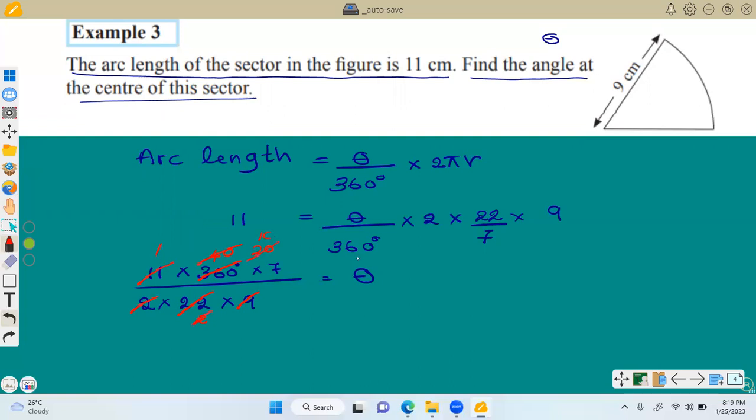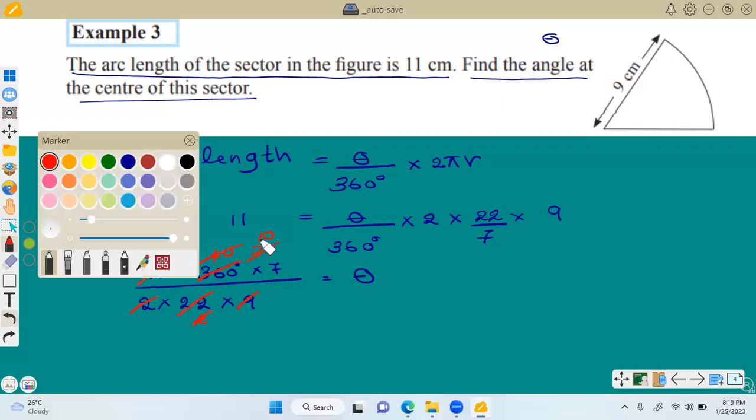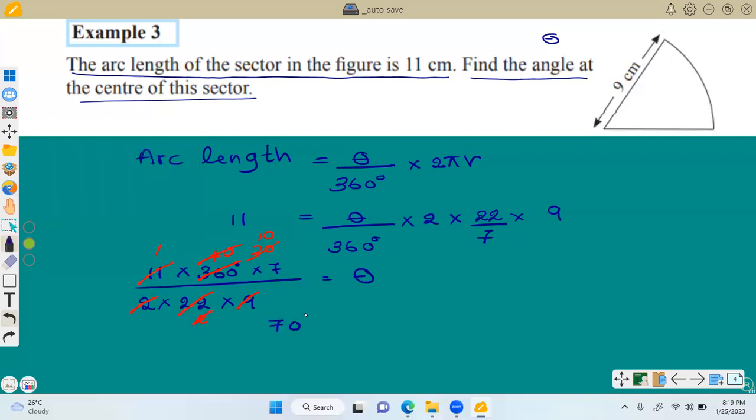Okay, likewise, you can continue the division. So then 10 into 7, the answer is 70. Therefore, the angle at the center is equal to 70 degrees. Okay. Are there any clarifications that you need to ask further?